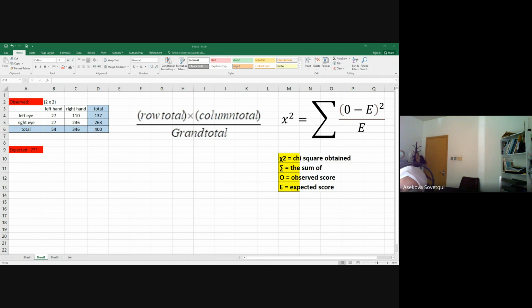But we need to keep in mind we have two groups. So for each of them, we have to calculate it.